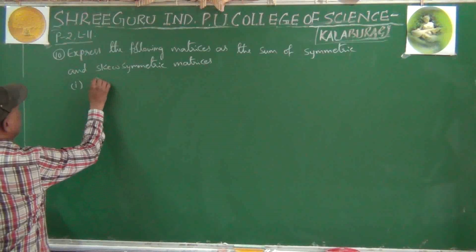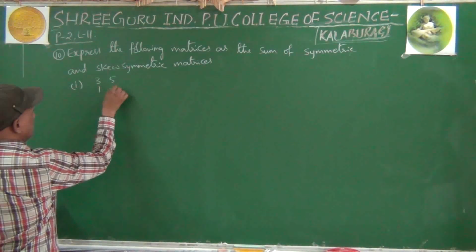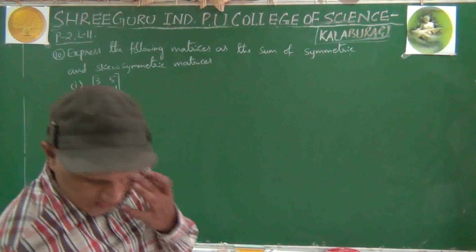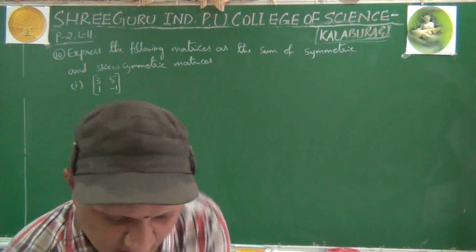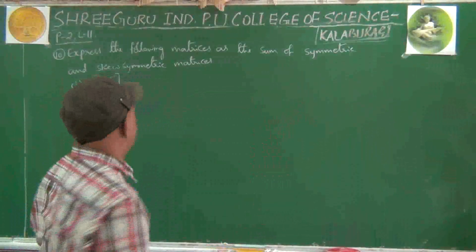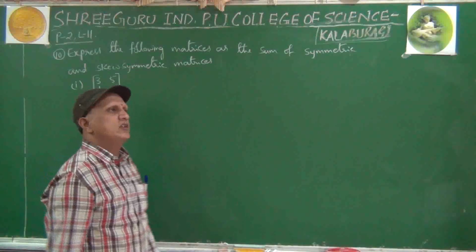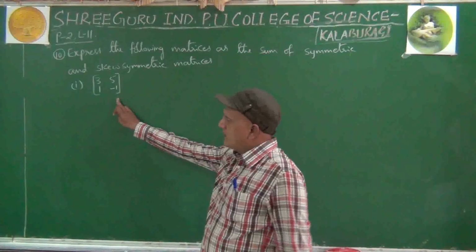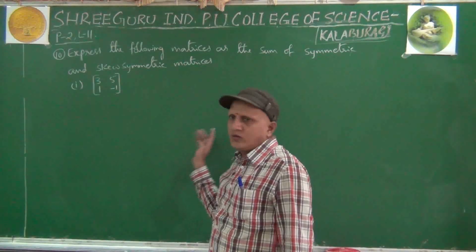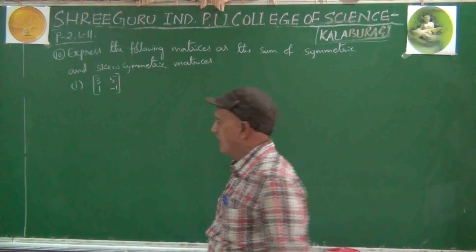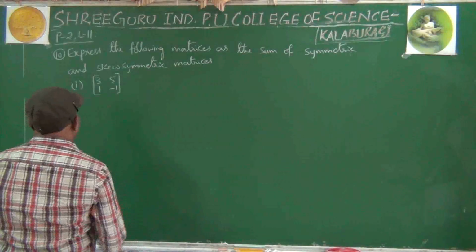3, 5, 1 minus 1 is the question. Okay. Totally 4 questions are there. Of these 4 questions, 2 questions are 2 by 2 matrices and the remaining 2 questions are 3 by 3 matrices. One 2 by 2 matrix and one 3 by 3 matrix I will do. One more 2 by 2 and one more 3 by 3 matrix you do. Right? The method is very simple.